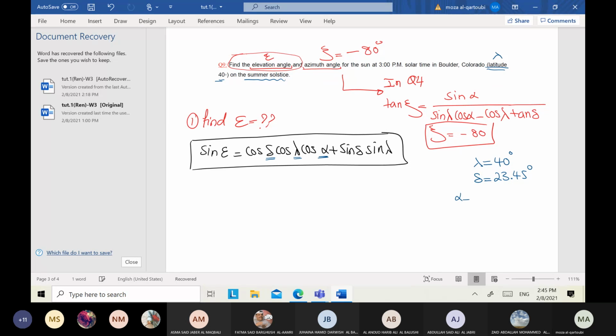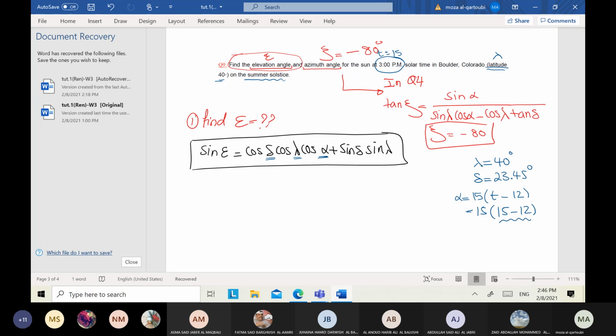Alpha equals 15 times (t minus 12), where t is out of 24. So given time equal to 3 p.m., 3 p.m. out of 24 will be 15. So t equals 15. When we substitute, t equals 15 minus 12.